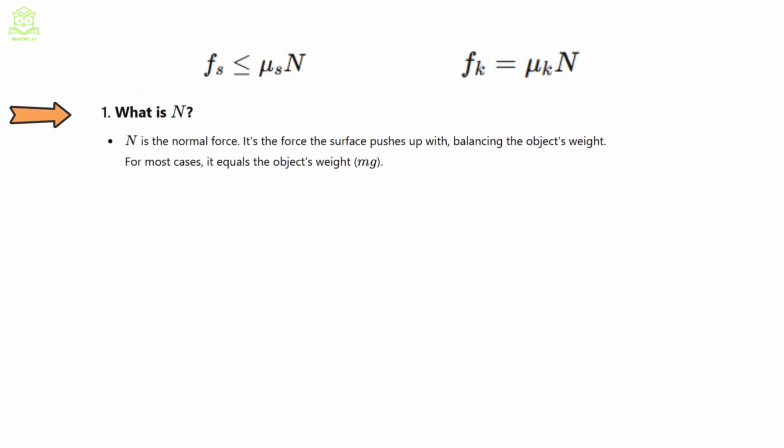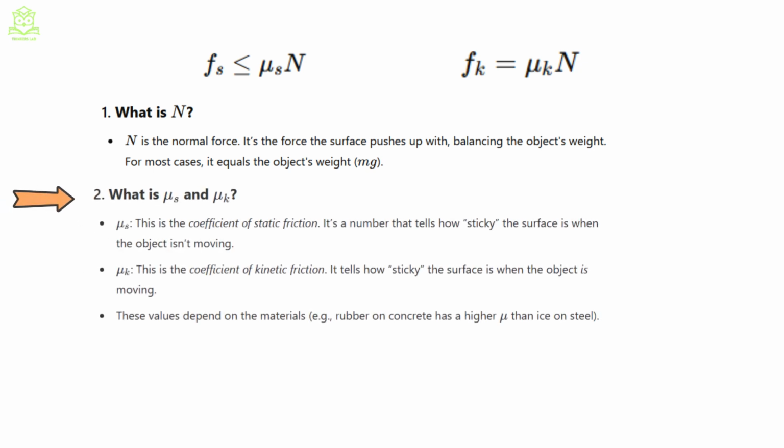Step 1. What is the normal force? The normal force is the force that the surface pushes up with, balancing the object's weight. In most cases, it's the same as the object's weight. For example, if an object weighs 50 kilograms, the normal force is equal to 50 kilograms multiplied by gravity, which is 9.8 meters per second squared. So in this case, the normal force would be 490 newtons.